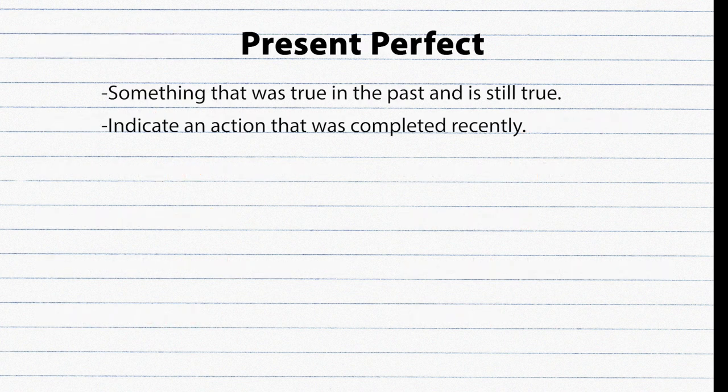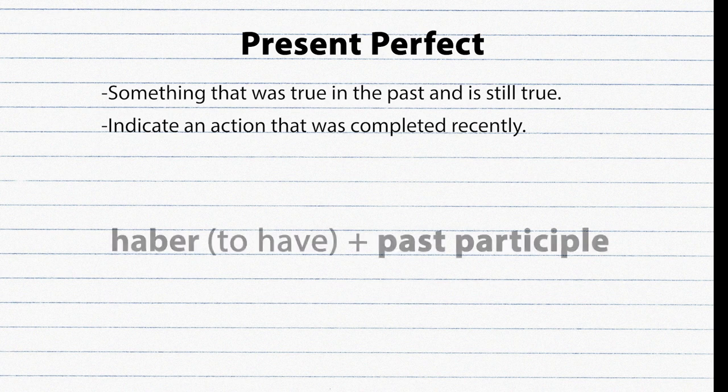Present perfect. Present perfect in Spanish is the same as the English present perfect. And we use the present perfect to talk about something that was true in the past and is still true, and to indicate an action that was completed recently. Just like in English, the present perfect in Spanish is formed by combining the verb have plus past participle.